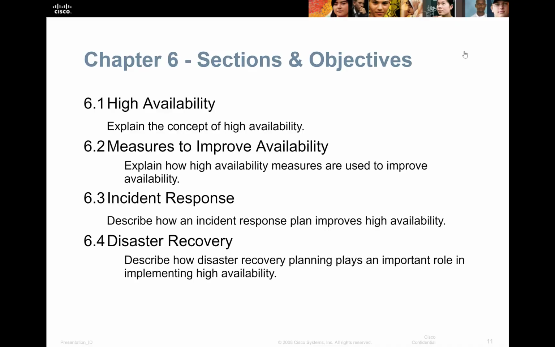So we're going to talk about high availability. High availability makes sure that we have almost no downtime at all. We're going to talk about things that we can do to improve availability. We're going to talk about incident response. So let's say something happens, something does go down. How do you respond to that? What are some things you can do?